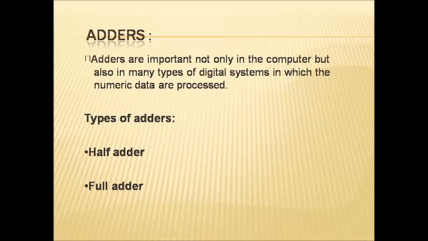In the case of a half adder, we use it for adding two binary bits. In the case of a full adder, we use it for the addition of 3 bits. 3 bits means it is the binary digits. Okay. So half adder we use for the addition of 2 bits and full adder we use for the addition of 3 bits.